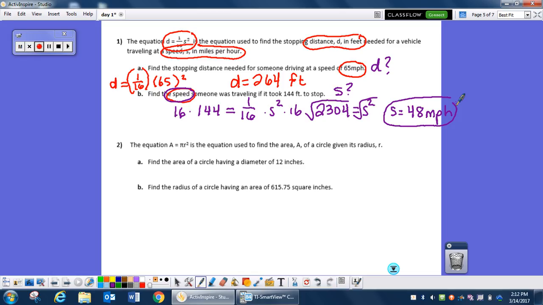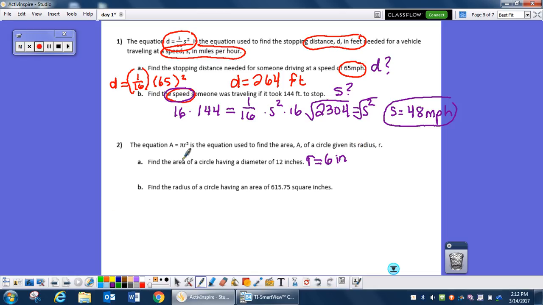Okay? Number 2, the people in geometry. Shout out to some of my favorite geometry students. You should definitely know how to do this one, because number 2 is the equation for area of a circle. Area equals pi r squared. In the first one, they want you to find the area of a circle with a diameter of 12. Well, notice there's no d in that formula. So hopefully you realize that diameter is 2 times the radius. So the r would be 6 inches.